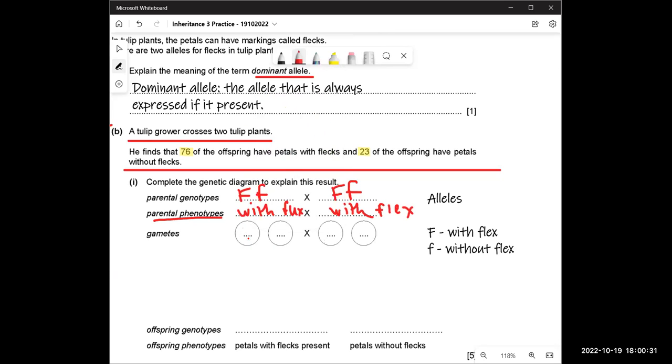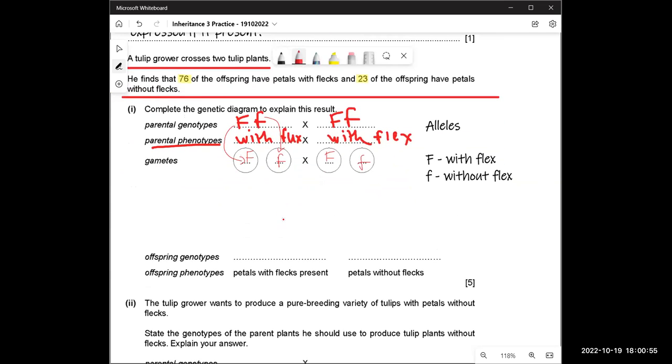Safa, tell the gametes. We'll take one over here, one over here. So capital F and small f. And over here, capital F and small f. Now let's do the genetic diagram, the cross.